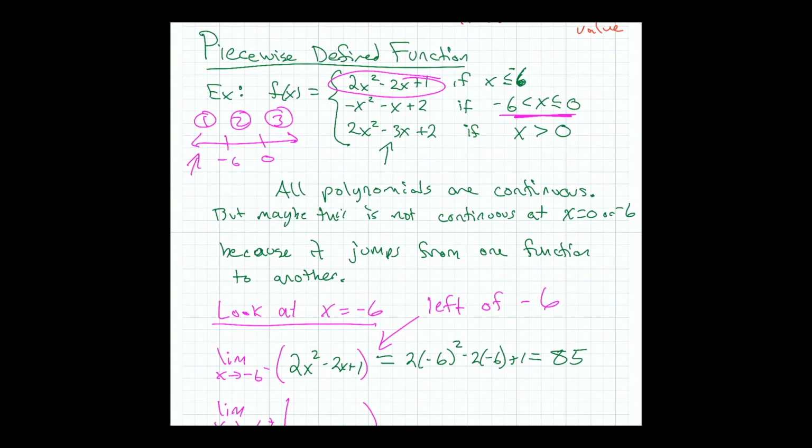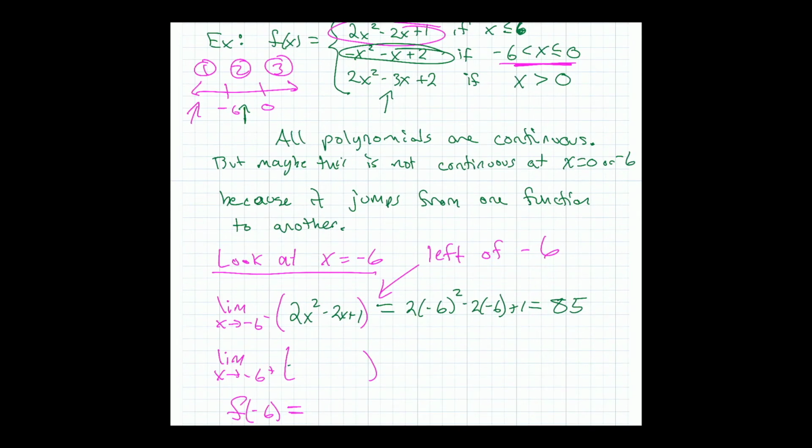Well, the right side of negative 6 is in here, so you'd be using the middle function. That's negative x squared minus x plus 2. And then you have to put in a minus 6 again to see what you get. Minus 6 squared, minus 6, plus 2. So you work that out.